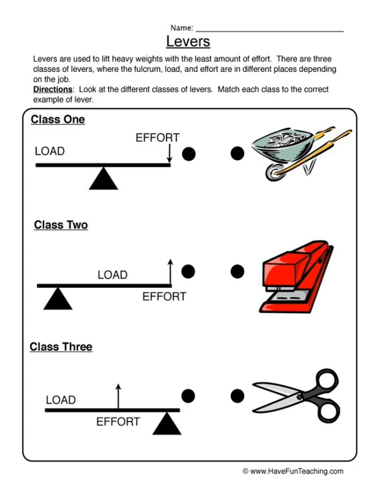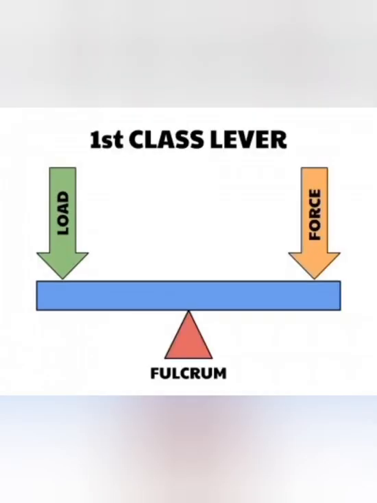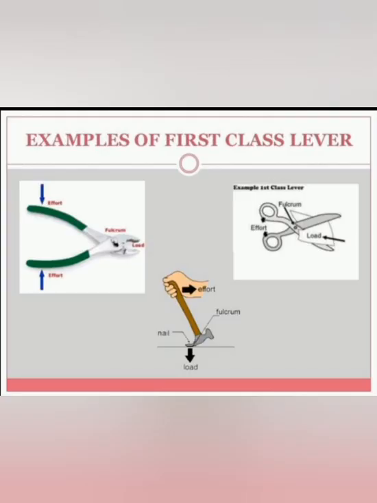First class lever. In this kind of lever, the fulcrum is in the center, the load acts on one end and the effort is applied on the other end. As you can see in the picture, the fulcrum is at the midpoint, the load is on one end and the force is applied on the other end. Examples of first class levers are scissors, seesaw, hand pump and beam balance.